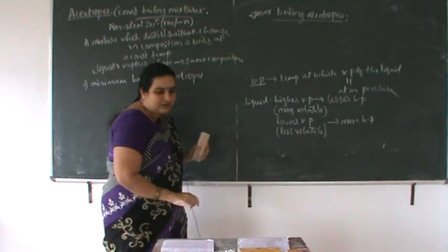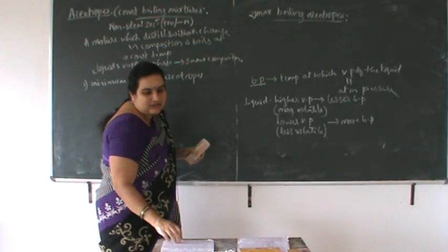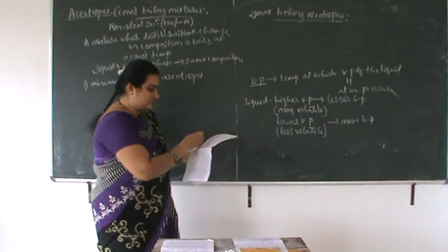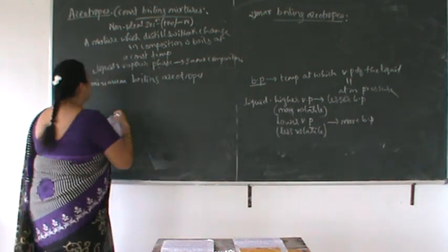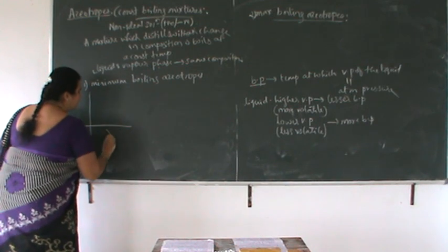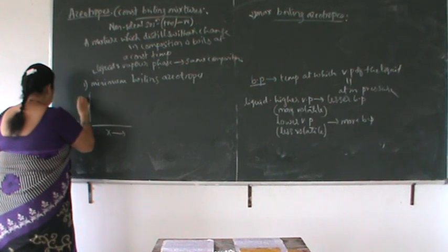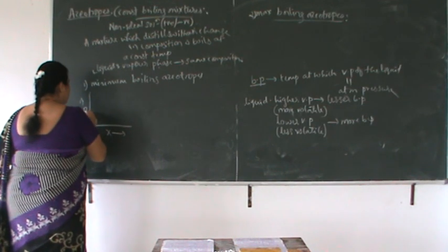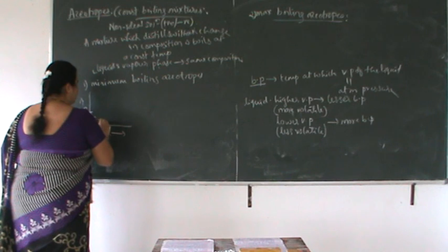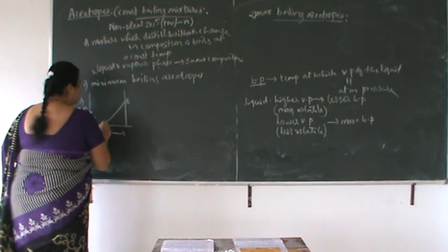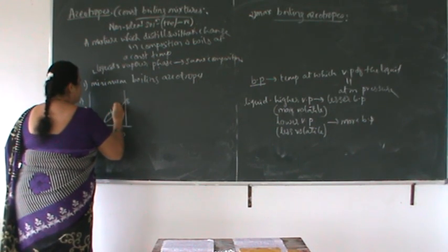Now I will draw the diagram for positive deviation, that is, minimum boiling azeotropes. I will draw the diagram for composition versus boiling point. So this is component A, this is component B, and this is the BP of the mixture.